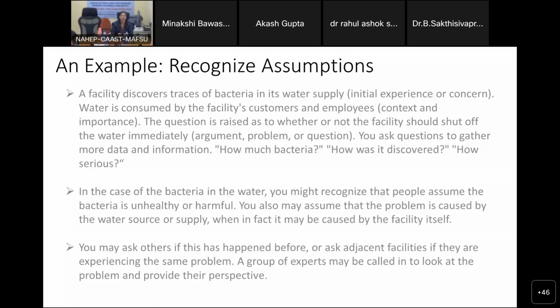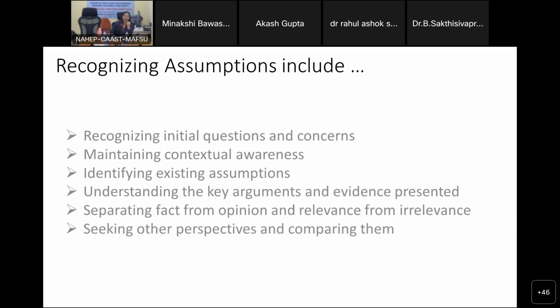So these are small things that we have to start understanding, and then recognize what the problem really is, what the question of concern is. Okay, and maintaining contextual awareness. As I said, whatever context is given, you have to stick to that. You don't have to go beyond that, but you have to go beyond in terms of thought process, not leaving the context behind.